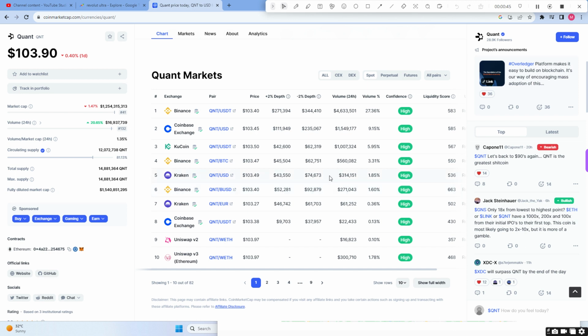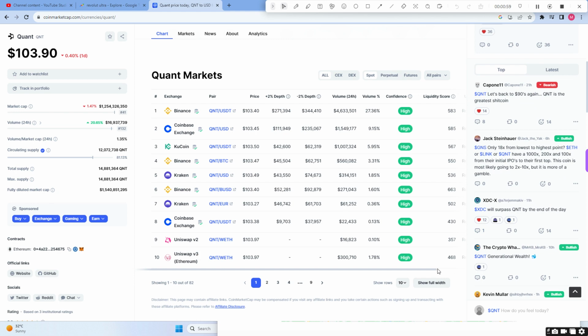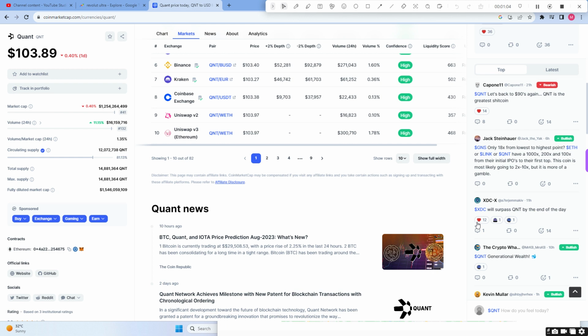The native cryptocurrency of the Quant network is called QNT. You can see here, QNT plays a vital role within the ecosystem as it serves as a utility token. It is used to pay for services on the Quant network and provides access to the Overledger platform. And additionally, QNT can be staked to participate in the network's consensus mechanism, contributing to its security and governance.